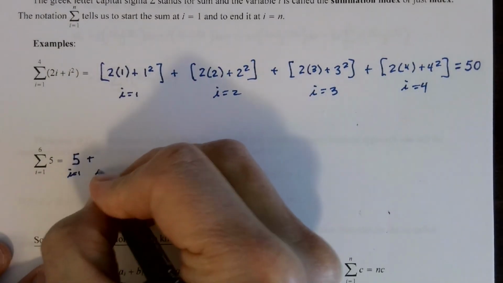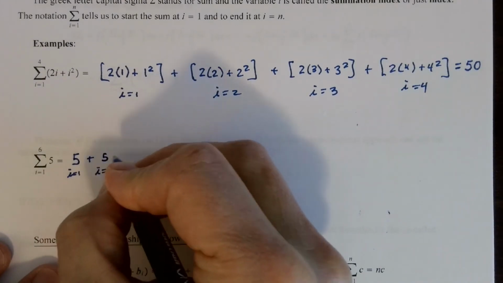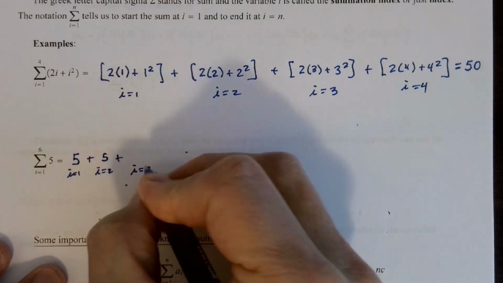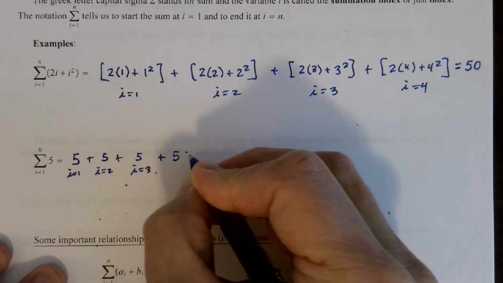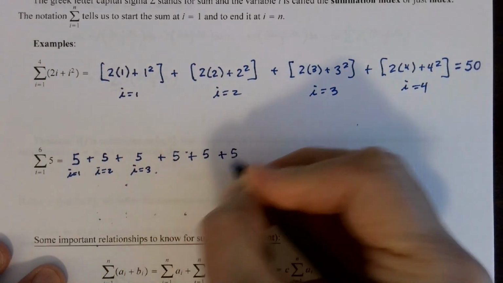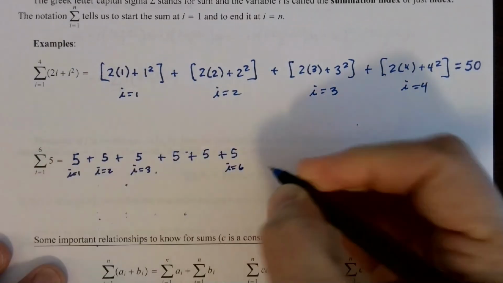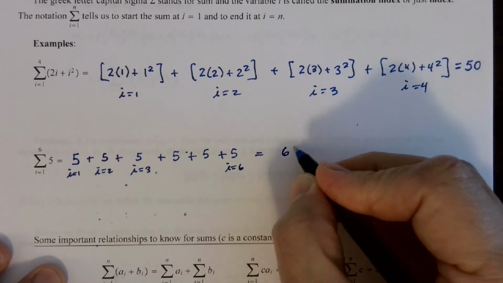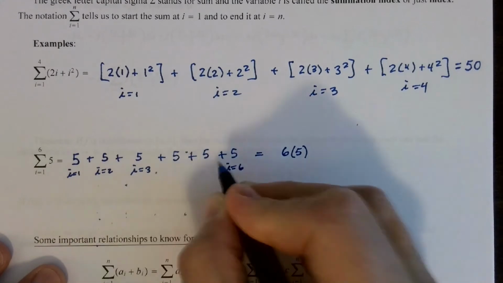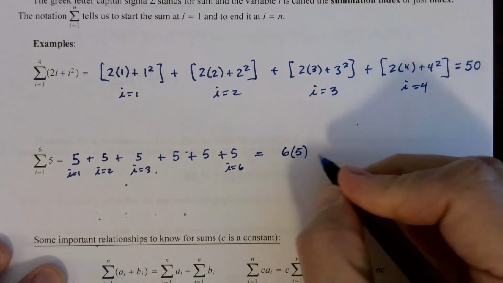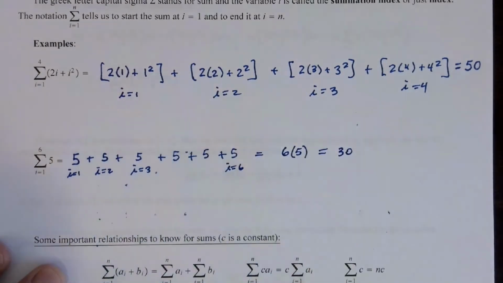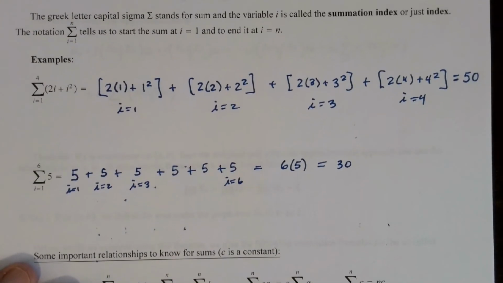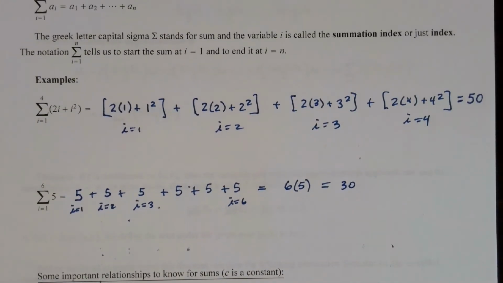And when i is 2, I have what? 5. And when i is 3, I have what? 5. And so on. I have how many 5s by the time I'm done? i equals 6. I've got 6 5s, right? So in other words, this is 6 5s. I could also write this as just 6 times 5, right? 6 5s is 6 times 5, which of course we know is 30. Okay, so this is summation notation.